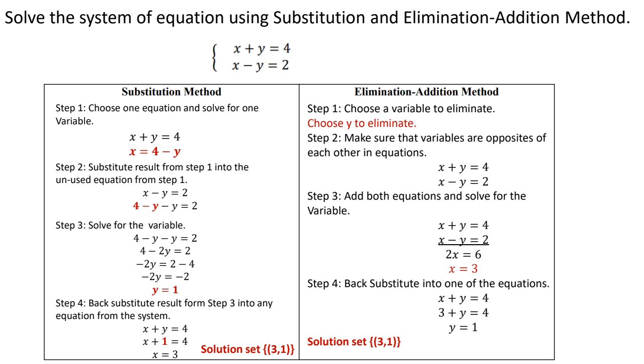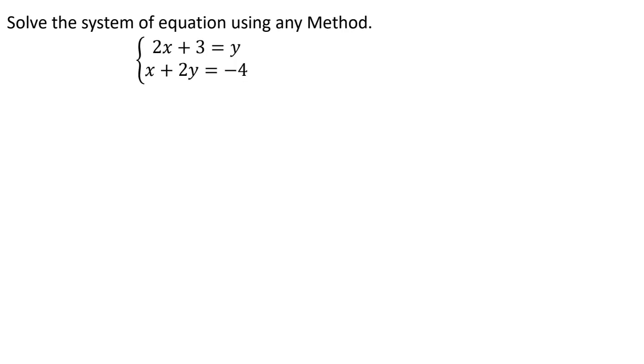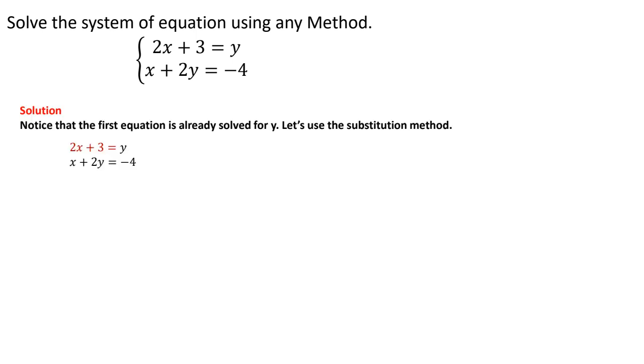So these are the two ways that we can do it algebraically to solve linear systems. Okay, it's the substitution and elimination method. All right, so let's go ahead and look at another example, and let's choose any method. So in this particular problem, let's go ahead and use the substitution method.